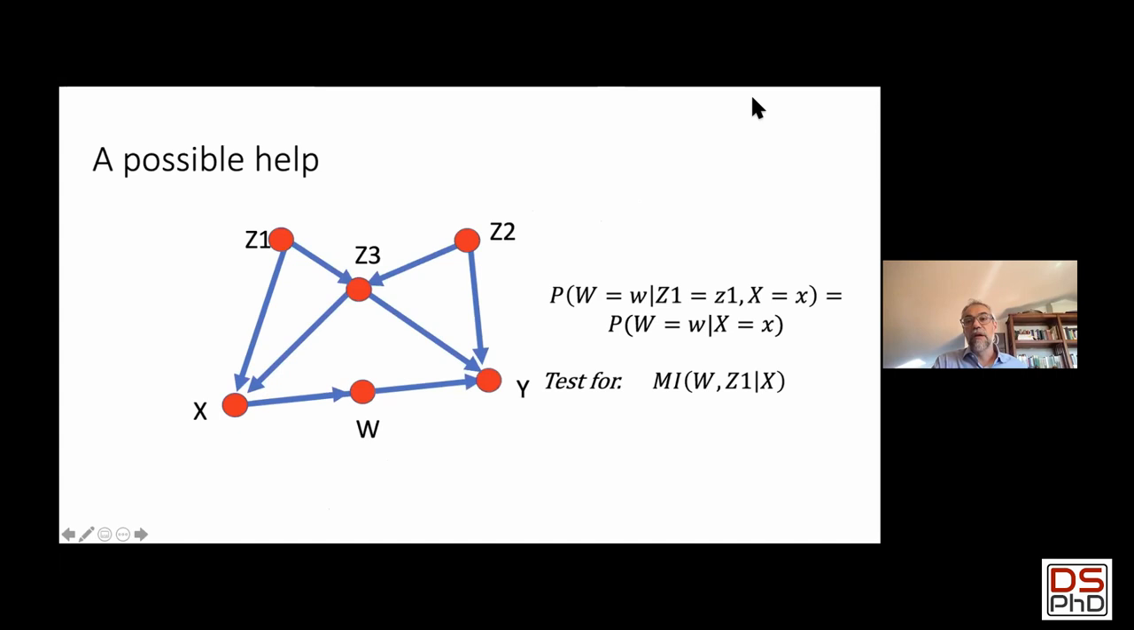In this case, you see that W and Z1 have to be independent conditioned on X, okay? Because X d-separates Z1 from W. So in this case, I calculate the mutual information between W and Z1 conditioned on X, and I just watch the result. If the result is different from zero, then my graph is wrong. There is no way that I can deal with it.